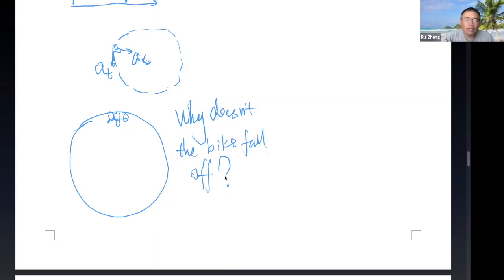What do you guys think? It certainly does not fall off, right? As you see here, right? Now let's do a free body diagram. Let's draw forces. What kind of force does this whole thing have along the vertical direction?